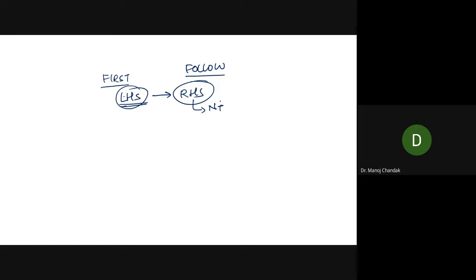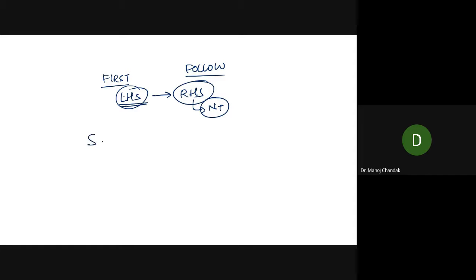So when you are computing the first, I think the screen is visible. So when you are computing the first, you need to compute the first always for the LHS. So this is the rule. Let me remove S also. This is the rule: LHS derives to RHS. So when you are computing first, you compute it for LHS. And when you are computing follow, it is an expansion rule. So you will compute it for RHS, but you will only compute it for non-terminals.